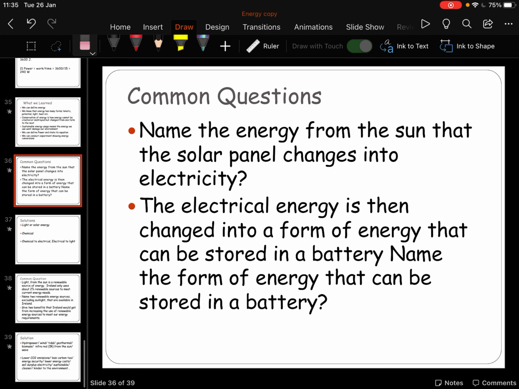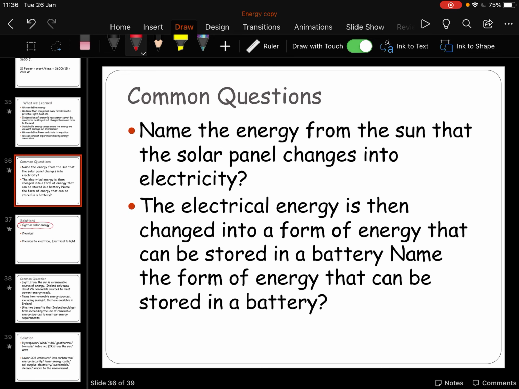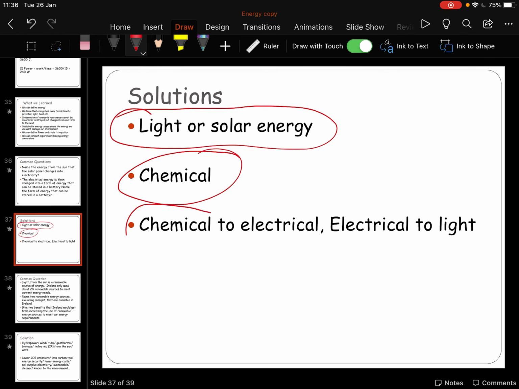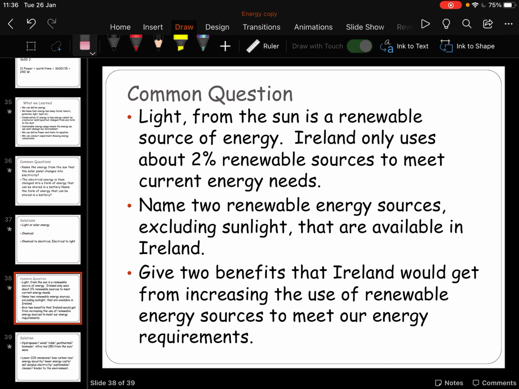Name the energy from the sun that the solar panel changes into electricity. Can you answer that? Number 2, the electrical energy is then changed into a form of energy that can be stored in a battery. Name the form of energy that can be stored in a battery. So the energy from the sun is light or solar energy. The form of energy stored in a battery is chemical. Why? Because it goes chemical to electrical, electrical to light. So in a battery, it's chemical. We chemically store it.